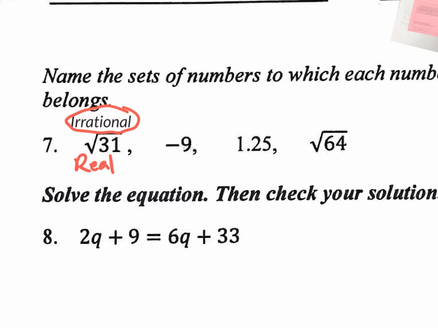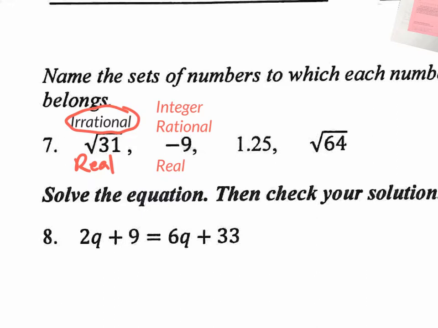How about negative 9? Integer. That's an integer. Okay, that's as specific as possible, but it says name the sets of numbers to which each number belongs. So when it says name the sets, as in name all the groups it belongs to, we definitely want to say integer, but what else does it belong to? Real. Rational. Real and rational. So there they are, all three sets that it belongs to.